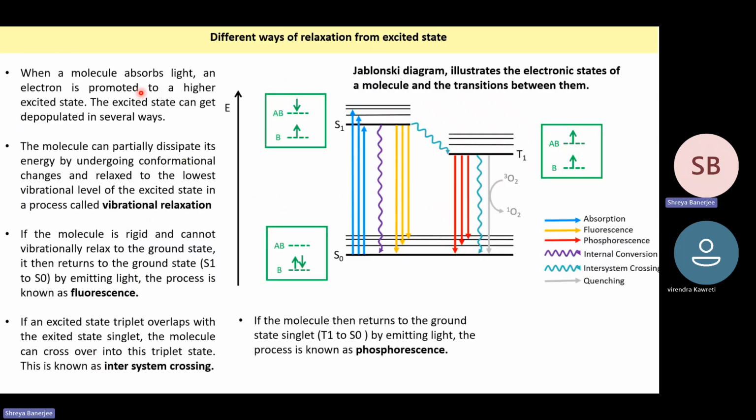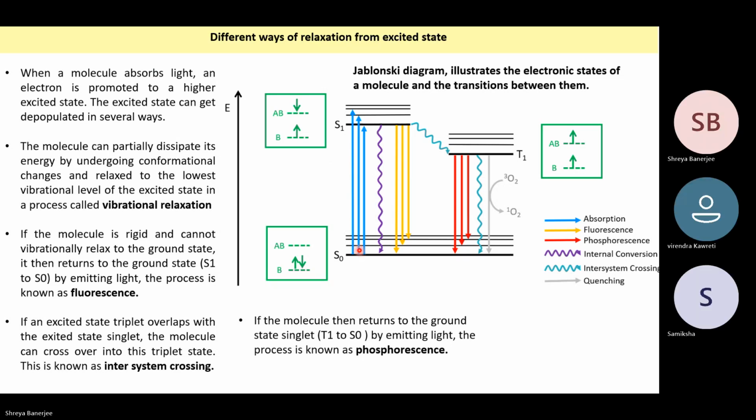Now we will look at some other processes that can happen whenever there is light absorption. You know that absorption can happen from a lower energy state to an upper energy state. And when it comes down from the upper energy to the lower energy state, that is the emission, also called fluorescence. Absorption and emission generally happen between states having the same spin property.